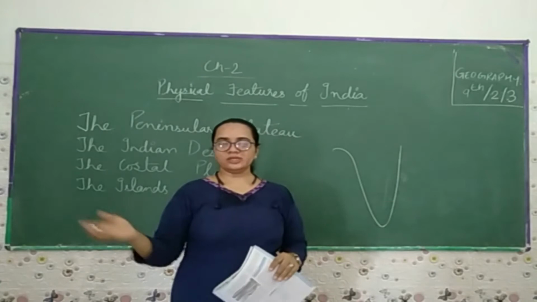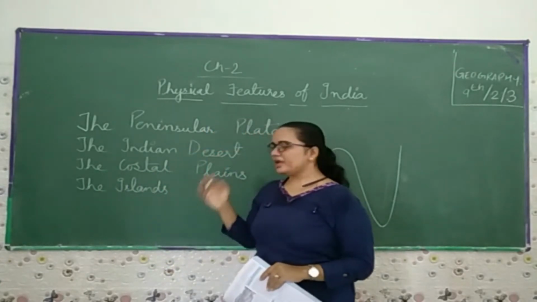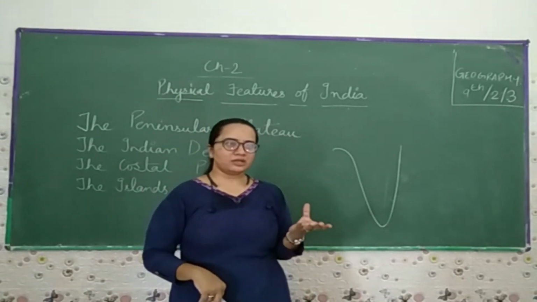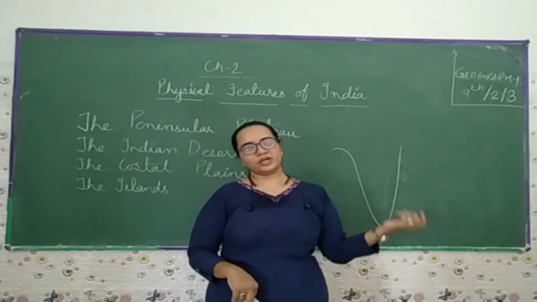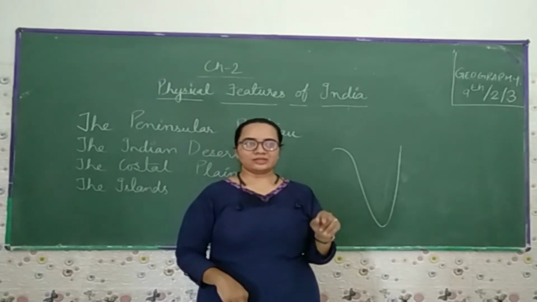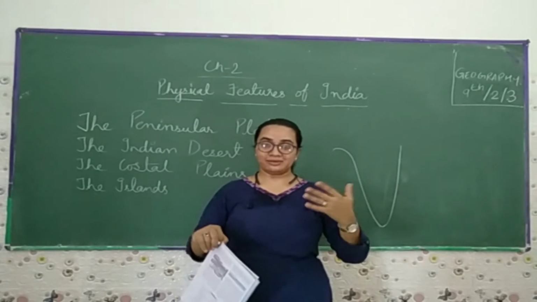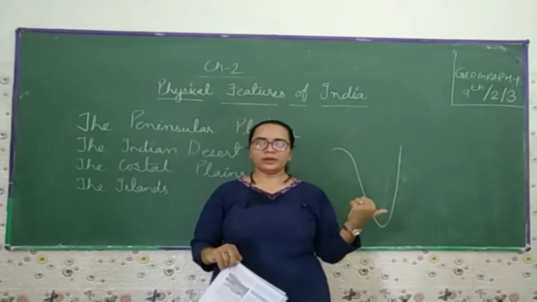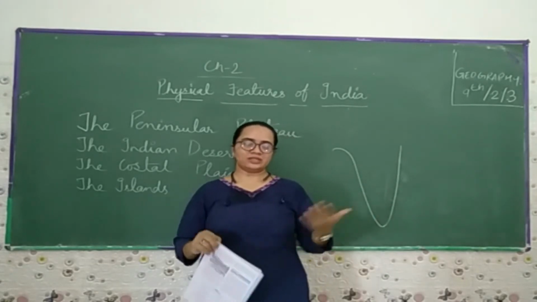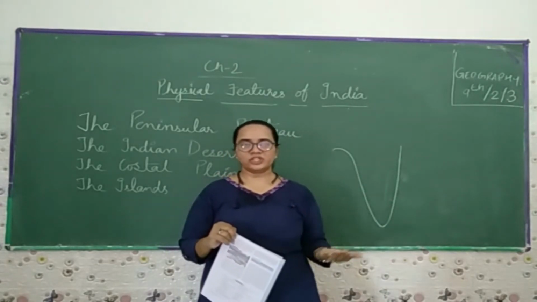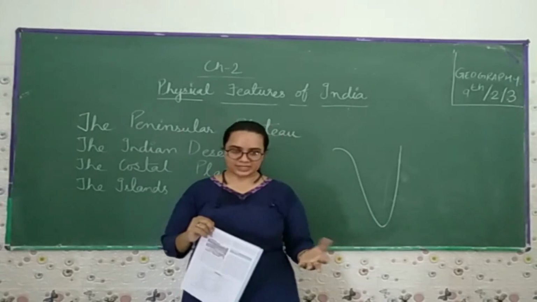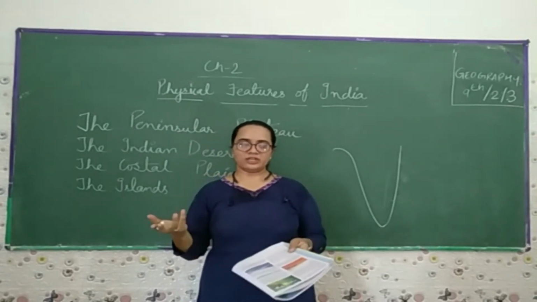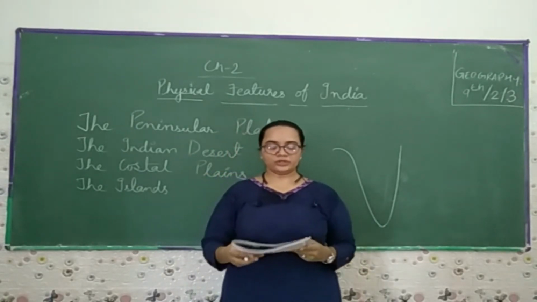Now come towards the next topic of this chapter, that is the Indian desert. We find most of the desert in two states, Gujarat and Rajasthan. In Rajasthan we find the largest desert, the Thar desert, and we find another desert in Gujarat, that is the Kutch, where you find the white desert. It is made of salt.